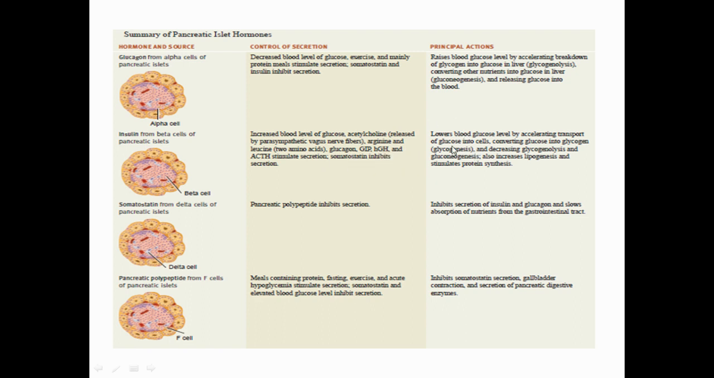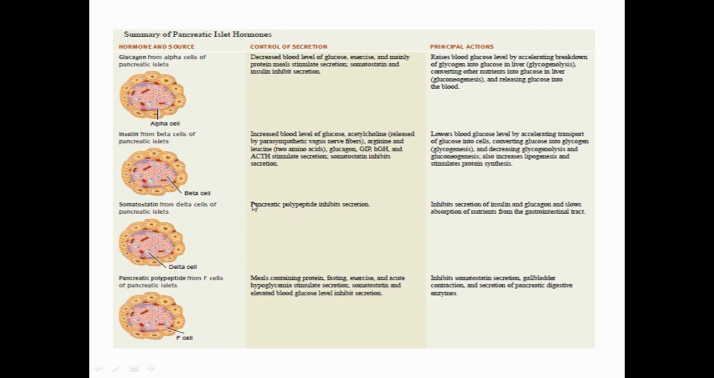Somatostatin also has an inhibitory effect on the growth hormone. So what is the action of insulin? It will lower the blood glucose level by transporting the glucose into the cells, facilitating glycogenesis and decreasing glycogenolysis and gluconeogenesis. It also increases lipogenesis and protein synthesis. The next cell is the delta cells. What do they secrete? They secrete somatostatin. The role of somatostatin is to inhibit insulin and glucagon and slow the absorption of nutrients from the GI tract.